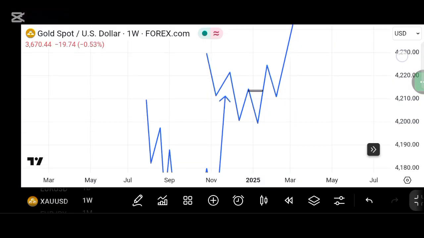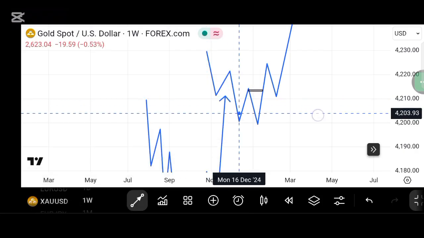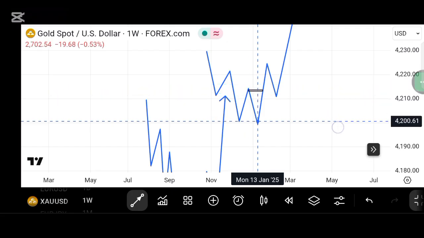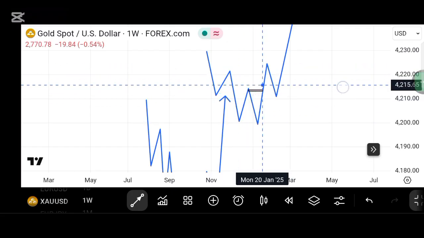Now, the difference is that in this one, the shift in market structure occurred when price actually broke the last high of the last low. This is a high, this is a low. So if price trades above the last high and creates a new high above it, then we know that we're actually going to go bullish.